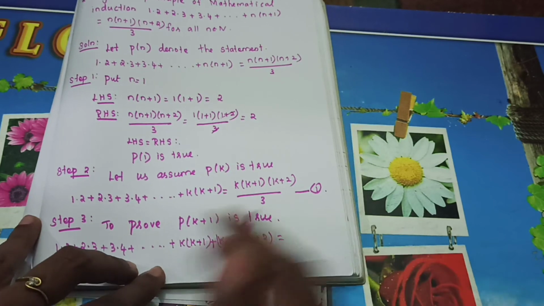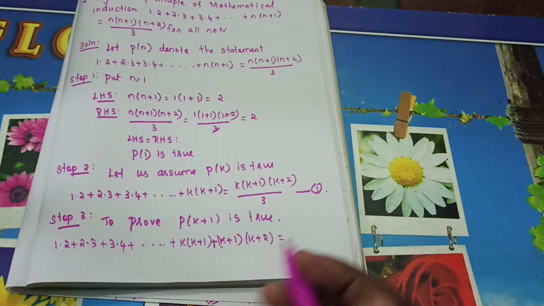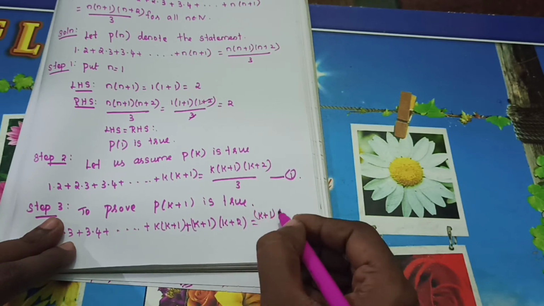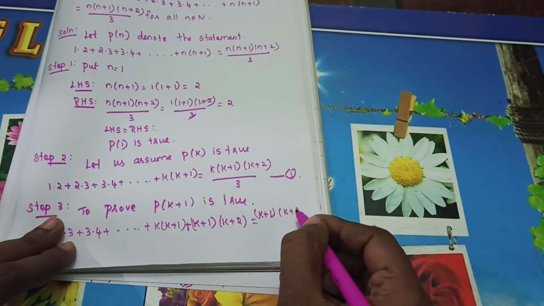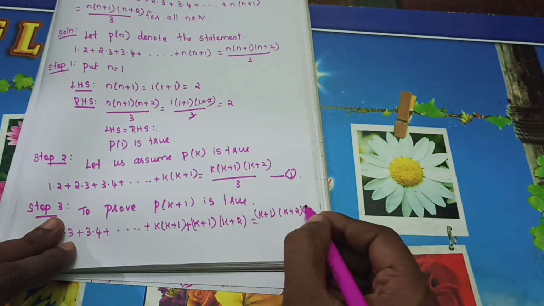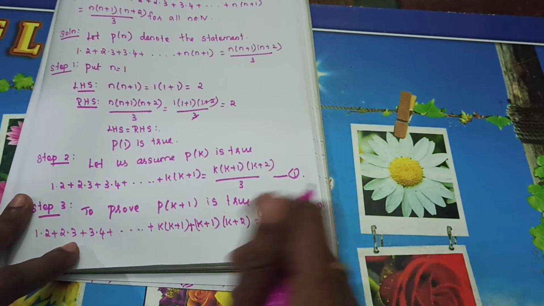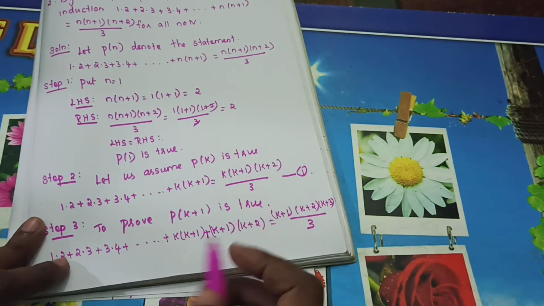So here also, substitute. In the RHS, when you are substituting, what will happen? K plus 1, so k plus 1 plus 1 means k plus 2. Here k plus 1 plus 1 means k plus 3, right? K plus 3 divided by 3. Okay, so this is it. Right, so now you take the LHS.